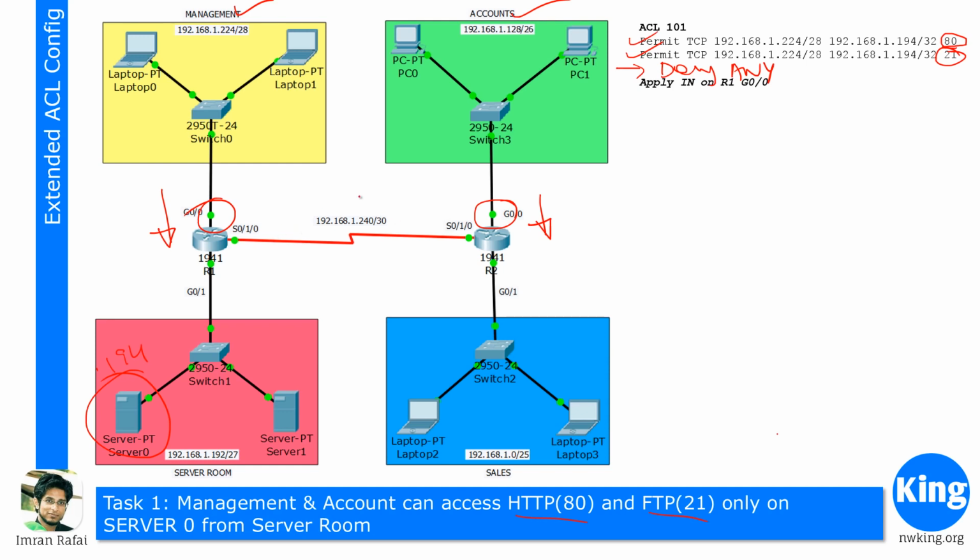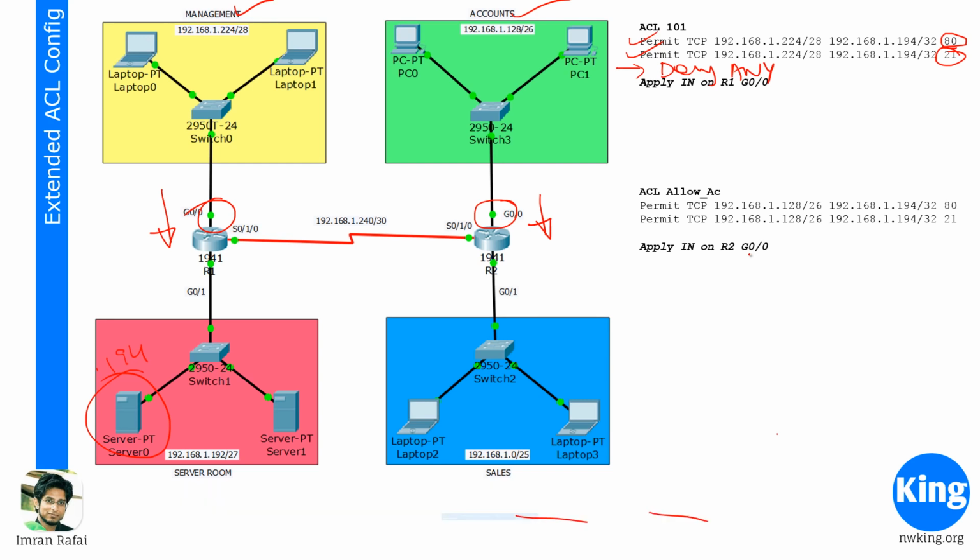Where do we apply this? We apply this in R1, in the in direction on R1's G0/0, which is here. Next, to do the same thing for accounts, because we need to do it for management and accounts, we do the same thing, port 80 and port 21, from the whole network of 128, which is nothing but the accounts network, applying it in the in direction on R2's G0/0. That completes our task 1.